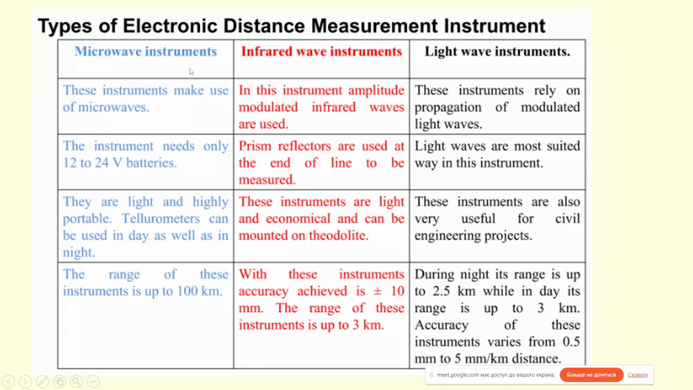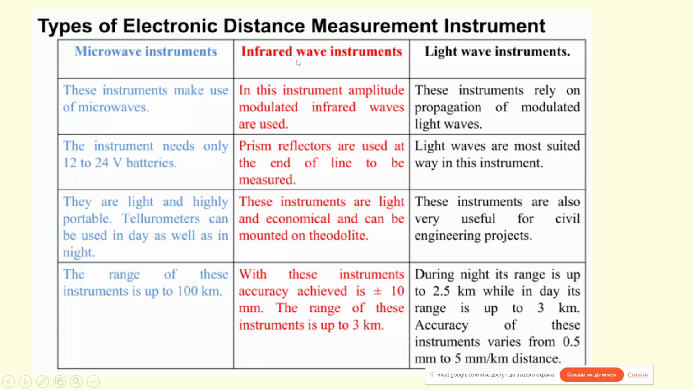First of all, microwave instruments. These instruments make use of microwaves. The instruments need only 12 or 24-volt batteries. They are light and highly portable. Tellurometers can be used in day as well as in night. The range of these instruments is up to 100 kilometers.